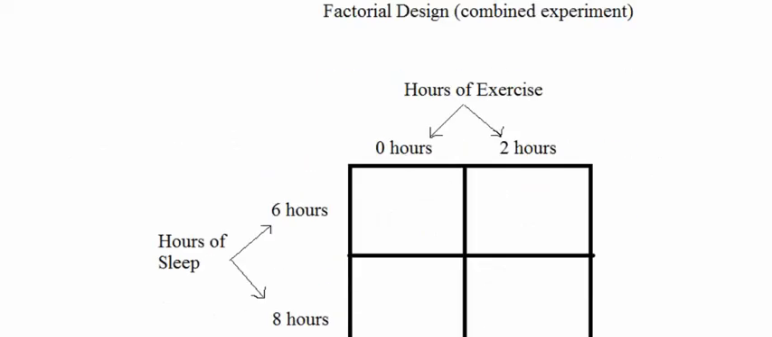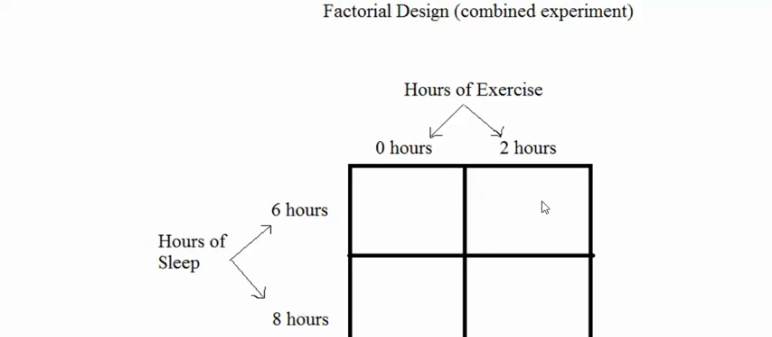Let's look at a visual diagram of what that experiment would look like if it was combined into a factorial design, or at least what it might look like. So here we have hours of exercise, and we have two levels, 0 hours and 2 hours. And here we have hours of sleep with its two levels, 6 hours and 8 hours.